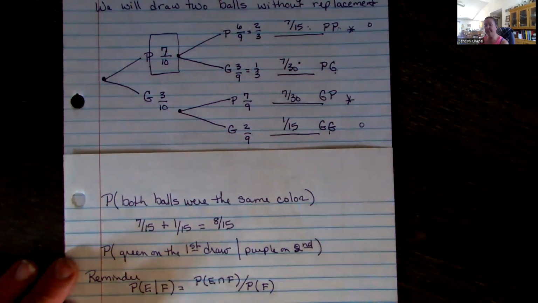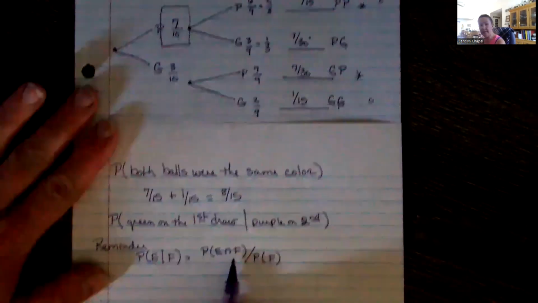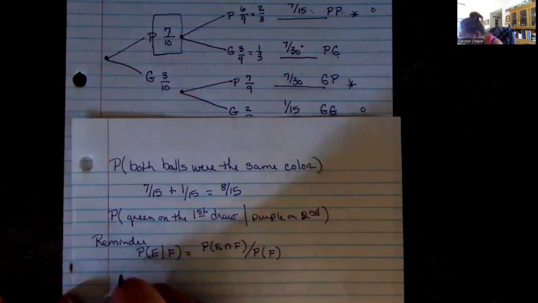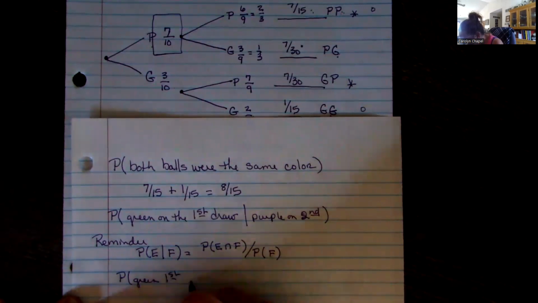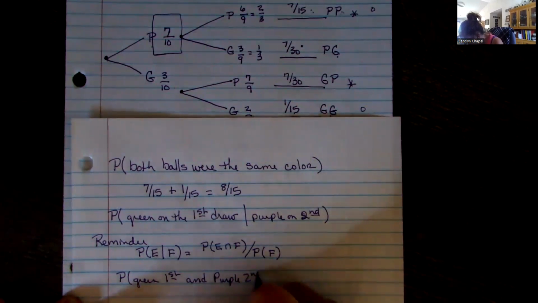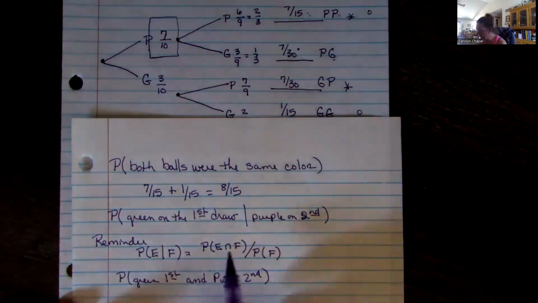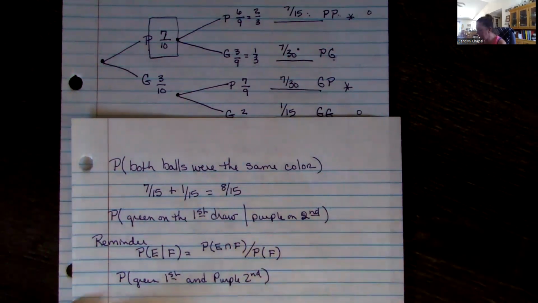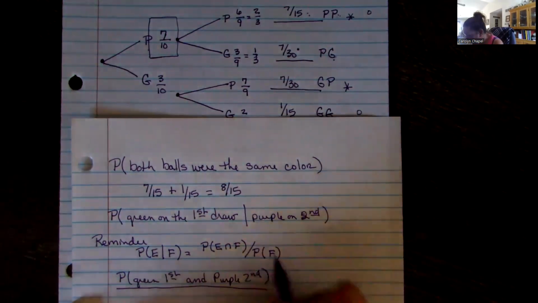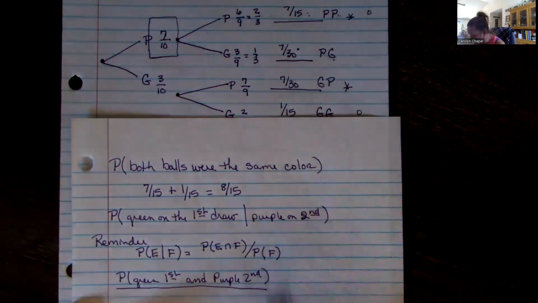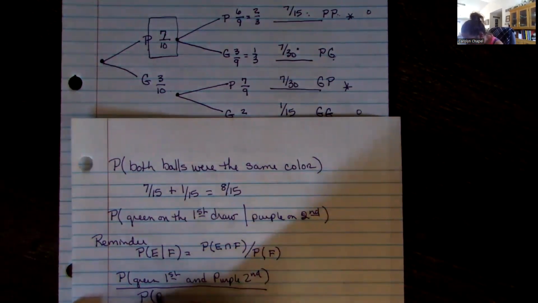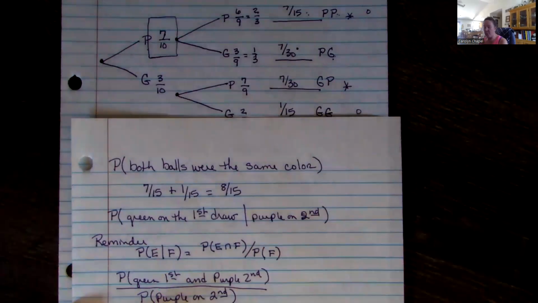Okay, so how does that translate to what we have? Well, the first top number is going to be our AND statement. So that means we are looking for the probability that it is green on the first and purple on the second. Okay, so that's our AND statement, or the intersection statement. And we're going to divide that by the given. Well, our given was purple on the second. Probability purple on second.